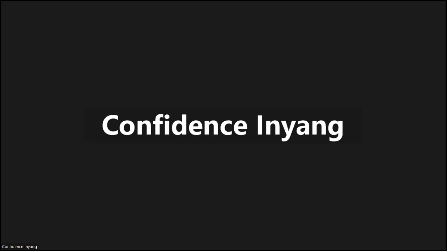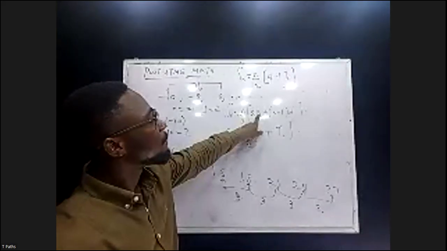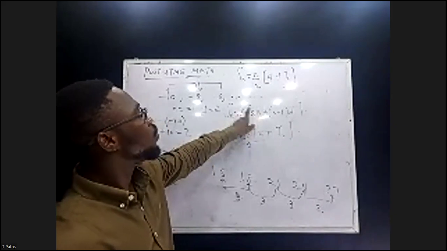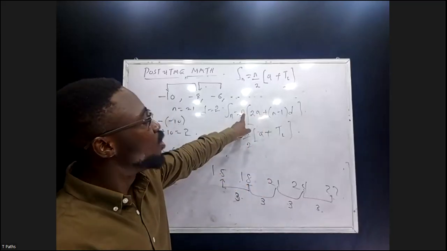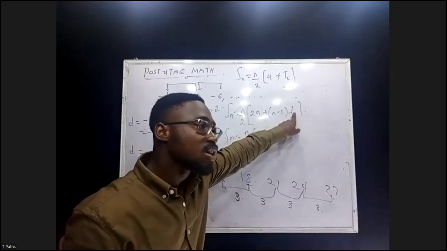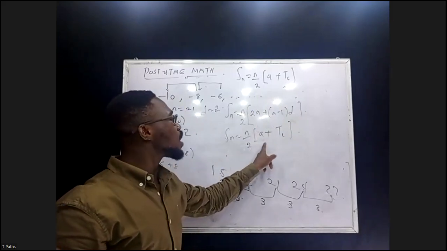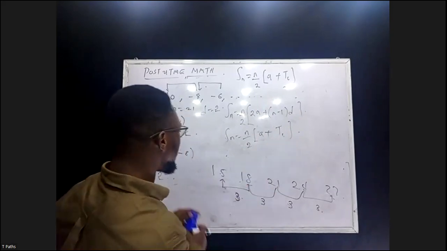So the first one. Why will I use the first one? Because the first one is 2. We have the first term, minus 10. We know the number of terms, which is 21. And what else do we know? The common difference is 2. So in that case, the first one is what we are going to use, not the second one. The second one is only useful when the last term is given. Am I making sense?